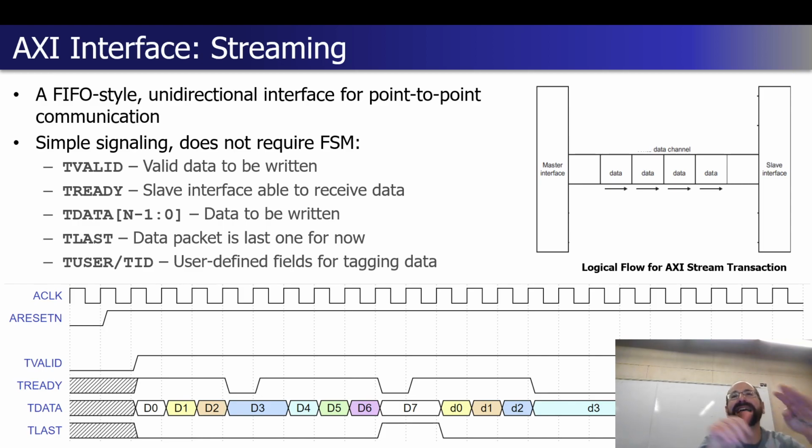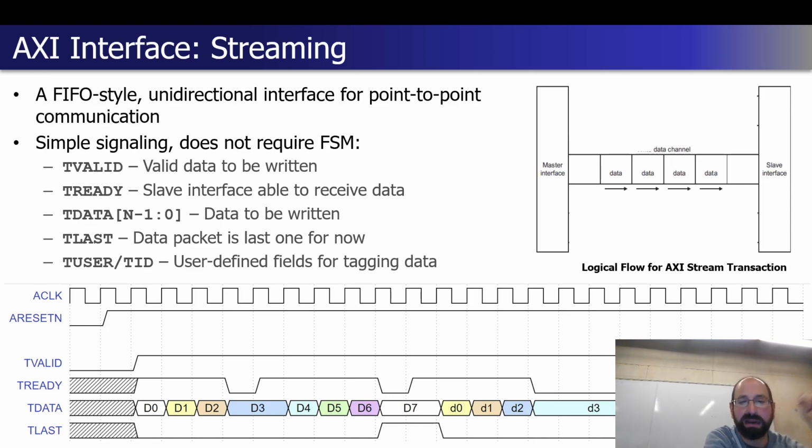It does not necessarily, I think what I should say here, require a finite state machine to be able to interface with AXI stream. Here are the signals that we have. There's valid and ready. So it's unidirectional. We are sending data from left to right in that diagram. Sender is sending, receiver is receiving. If you need to send data the opposite direction, you need 2 FIFOs. You can't do it with just the one FIFO interface here for AXI stream.